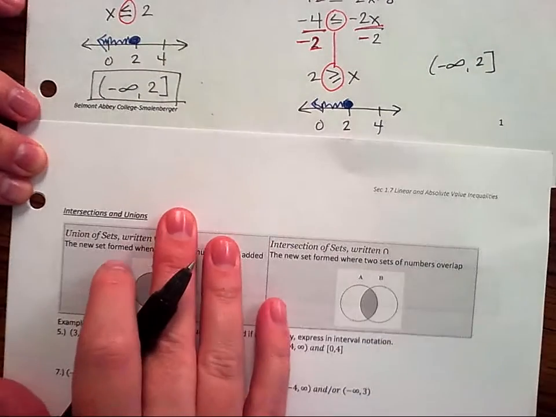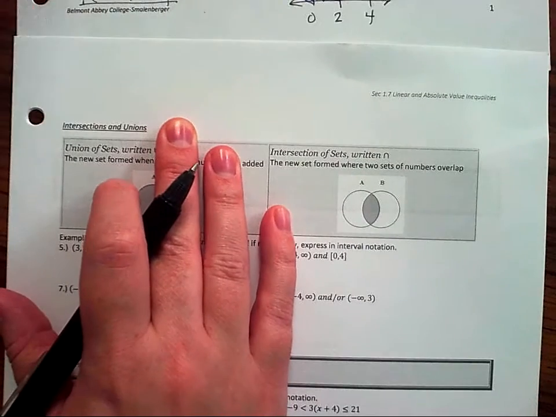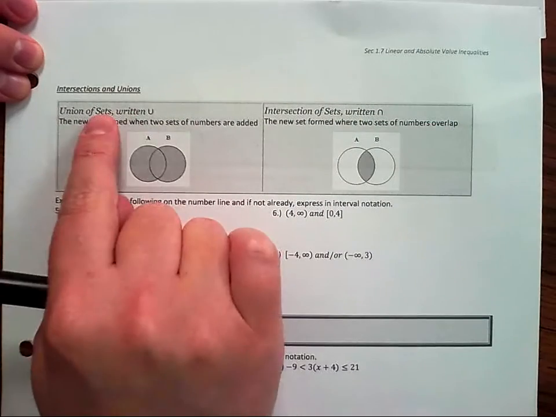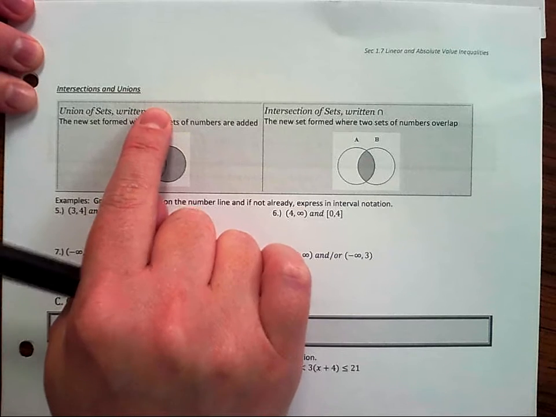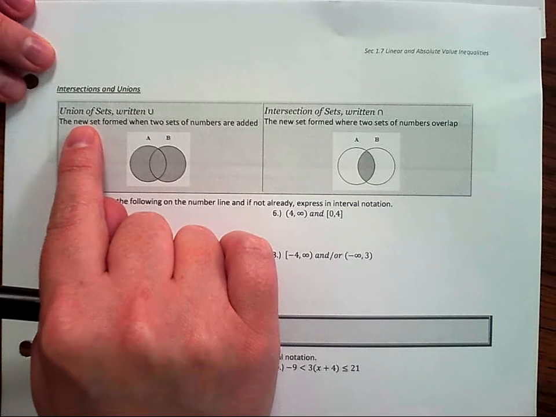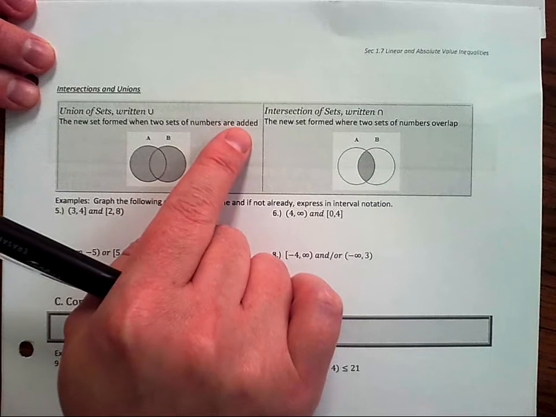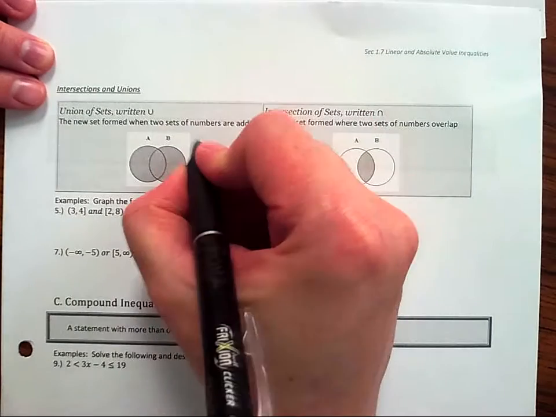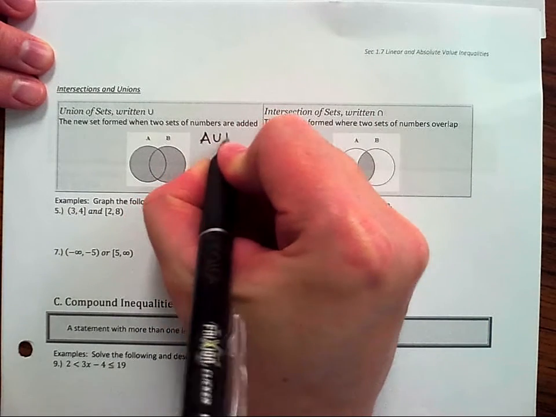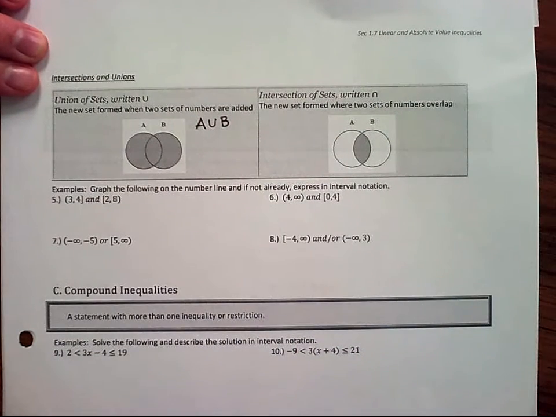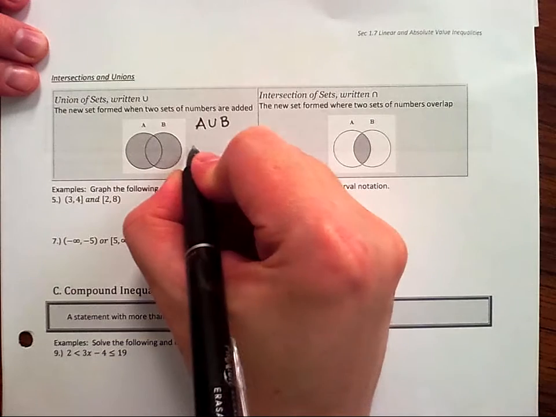All right, so now we are going to talk about intersections and unions. So the union of sets written like this, U, is a new set formed when the two sets are added together. So that's written A union B. And a better definition is what's in either A or in B.